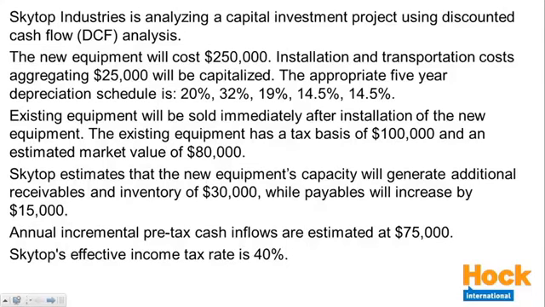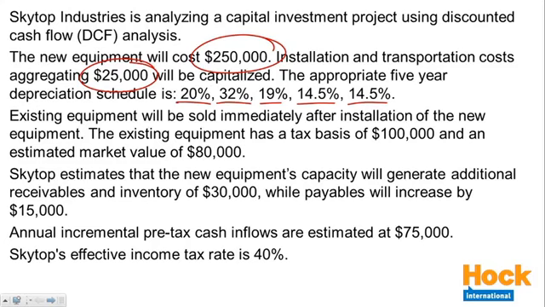Okay, the question is about Skytop Industries, and we're going to have 3 capital budgeting questions, each about a different year of the project. Our information is as follows. Skytop Industries is analyzing a capital investment project using discounted cash flow analysis. The new equipment will cost $250,000. Installation and transportation costs aggregating $25,000 will be capitalized. The appropriate 5-year depreciation schedule is 20%, 32, 19, 14.5, 14.5%.